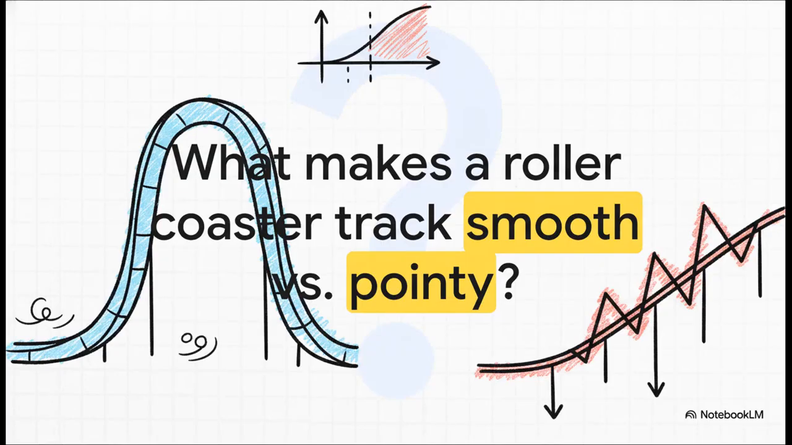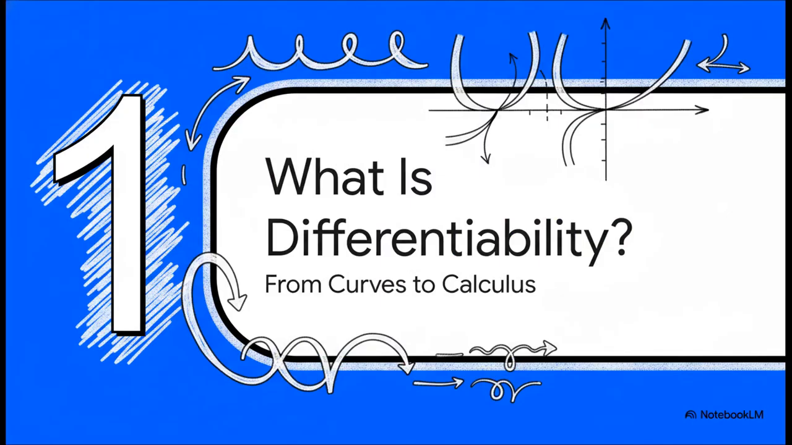Okay, let's start with something fun. Think about a roller coaster. What's the difference between a ride that's thrillingly smooth and one that's just dangerously pointy? That feeling, that difference between a gentle curve and a sharp, sudden corner, well, that's pretty much the key to understanding this whole concept. So, as you might guess, in math, this whole idea of smoothness has a proper name. We call it differentiability. Let's really dig into what that actually means.